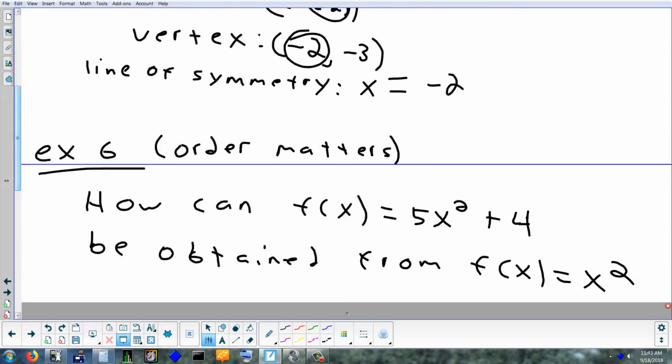All right, so another problem, kind of like what we did before. I just want to know what transformations are happening to change the parent function into 5x squared plus 4. And the order matters. If you're wondering how it matters, think about a number. Pick any number you want in your head. Multiply it by 5 and add 4. Take the same number and do it in reverse. Add 4 and then multiply by 5. You don't get the same answer. So it makes a difference.